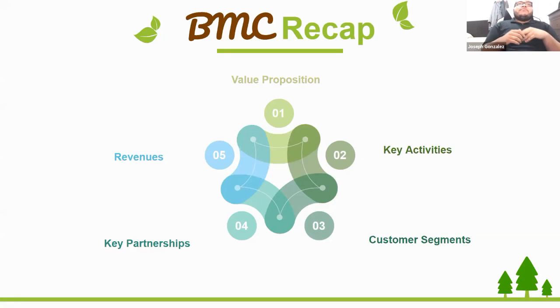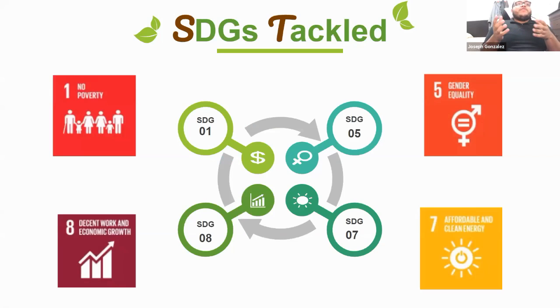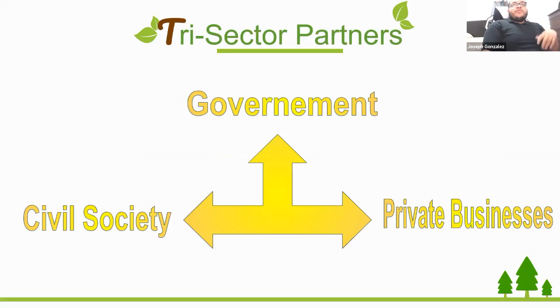A recap of the business model canvas is that we're focusing on 5 points: the value proposition, key activities, customer segment, key partnership, and revenue. And with revenue, we're dealing with both products and services, and we're also extending our hands to donations in exchange for some form of publicity. So not only are we focusing on poverty, but we're also tackling gender inequality, affordable and clean energy, and decent work and economic growth.